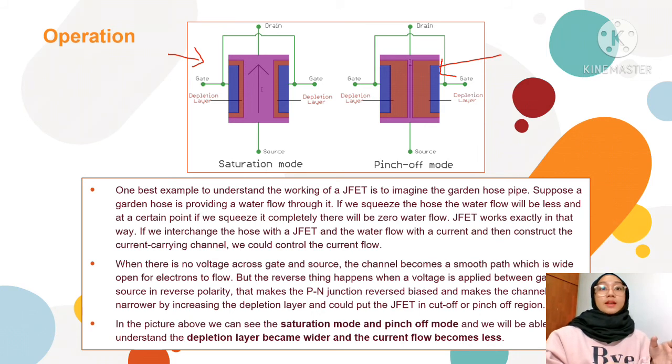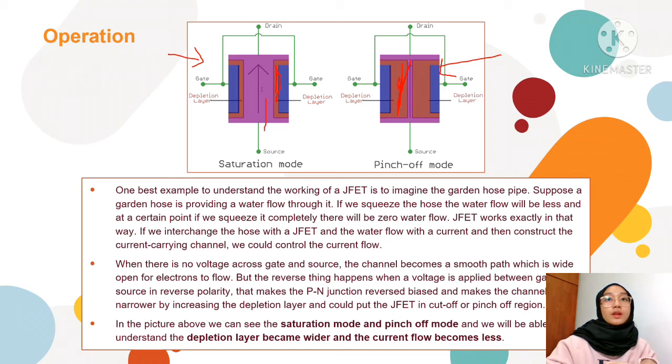So as we can see, we can understand that here's the depletion layer, the red one, this one, and then this one. This is the depletion layer. Okay, and the current flow becomes less. So here's where the current flows through it. And in pinch-off, the path for the current flow becomes narrow compared to the saturation mode.